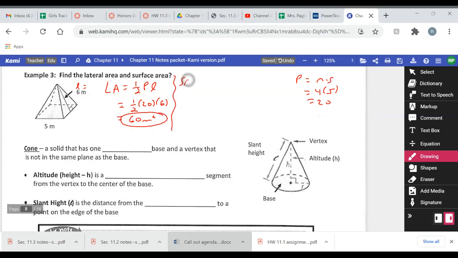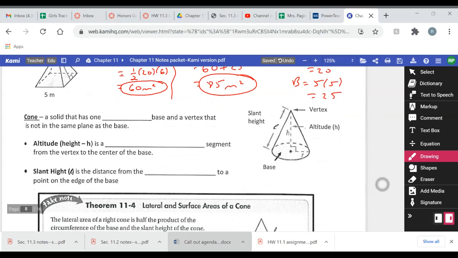Now for the surface area, I have the lateral area plus capital B. So in this case, I've got 60 plus the area of the base. Base is a square, so that's 5 times 5, which is 25. And if I go and add those, I get 85 meters squared. All right, so that is your surface area of that pyramid.